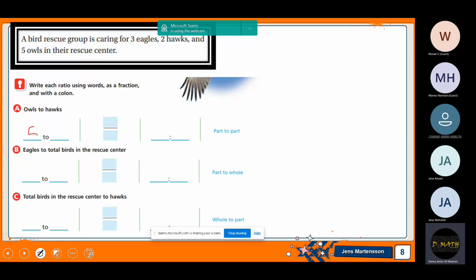Thank you. So, there are 5. Now, do you understand why 5 over 2? Yeah. Okay. Now, look. Eagles to total birds. Now, eagles to total. Eagles to whole. How many are eagles? 3 eagles. 3, bravo. And how many are the total? 10. Bravo. They are 10. How did you know that's 10? 3 plus 2 plus 5. Yeah. Okay.